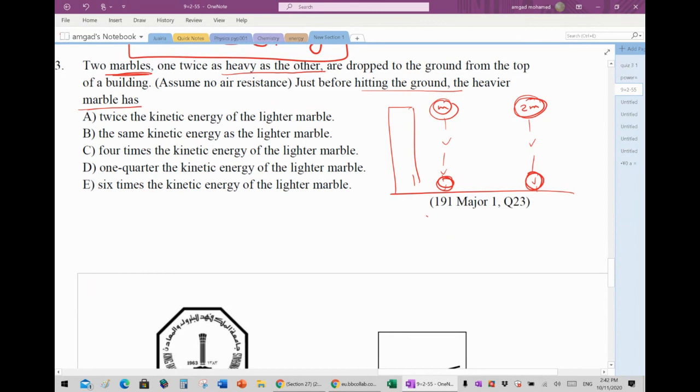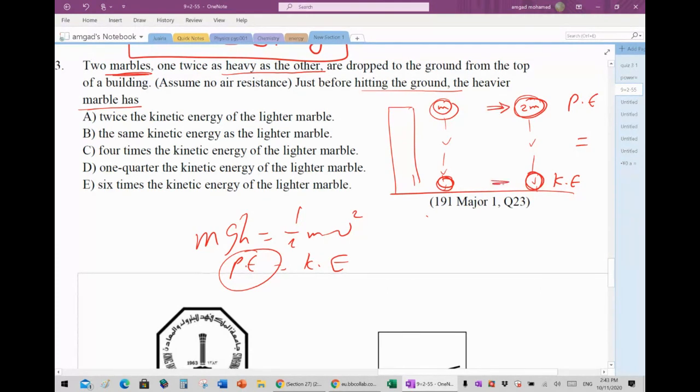What is the method? Conservation of energy. What is the energy of both of them at the beginning? Potential energy. And what is the energy at the bottom? Kinetic energy. They are the same. The potential energy at the beginning equals the kinetic energy at the end: mgh equals half mv square. You know that? The potential energy at the top equals the kinetic energy at the bottom. You agree about that, guys? Okay. What is the potential energy of the first one?